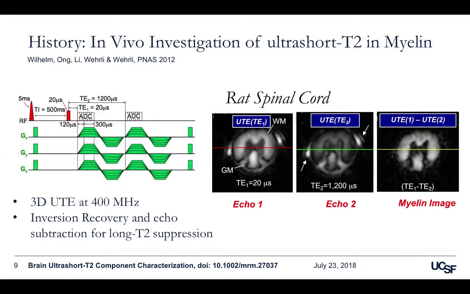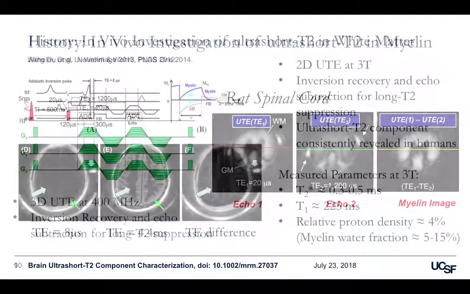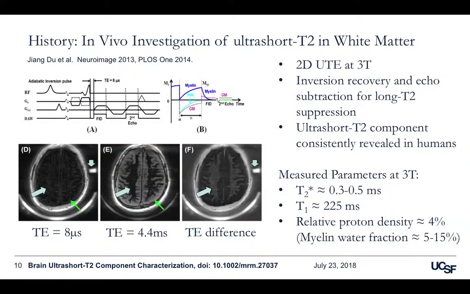They also took it a step further, did inversion recovery and late echo subtraction to perform long T2 suppression, and showed some nice images here in a rat spinal cord. And so this technique has been applied more extensively in vivo, led by the group at UC San Diego. They use the same technique, inversion recovery and echo subtraction, to highlight the Ultrashort-T2 component, and they've shown this consistently in several papers.